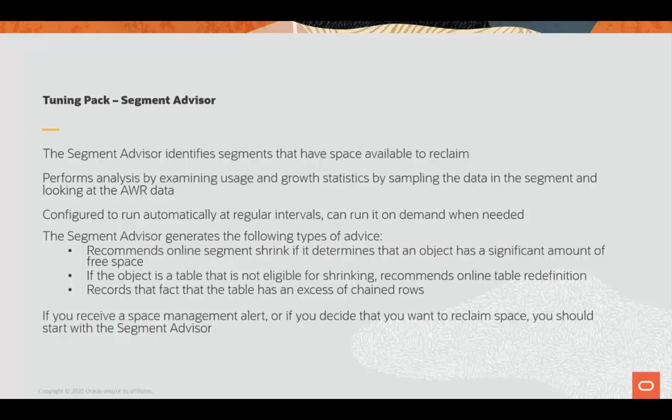It will recommend online segment shrink. It will tell you if the object is a table or if it's not eligible for shrinking. And it's also going to record that the table has an excess of chained rows if that's the case, right?